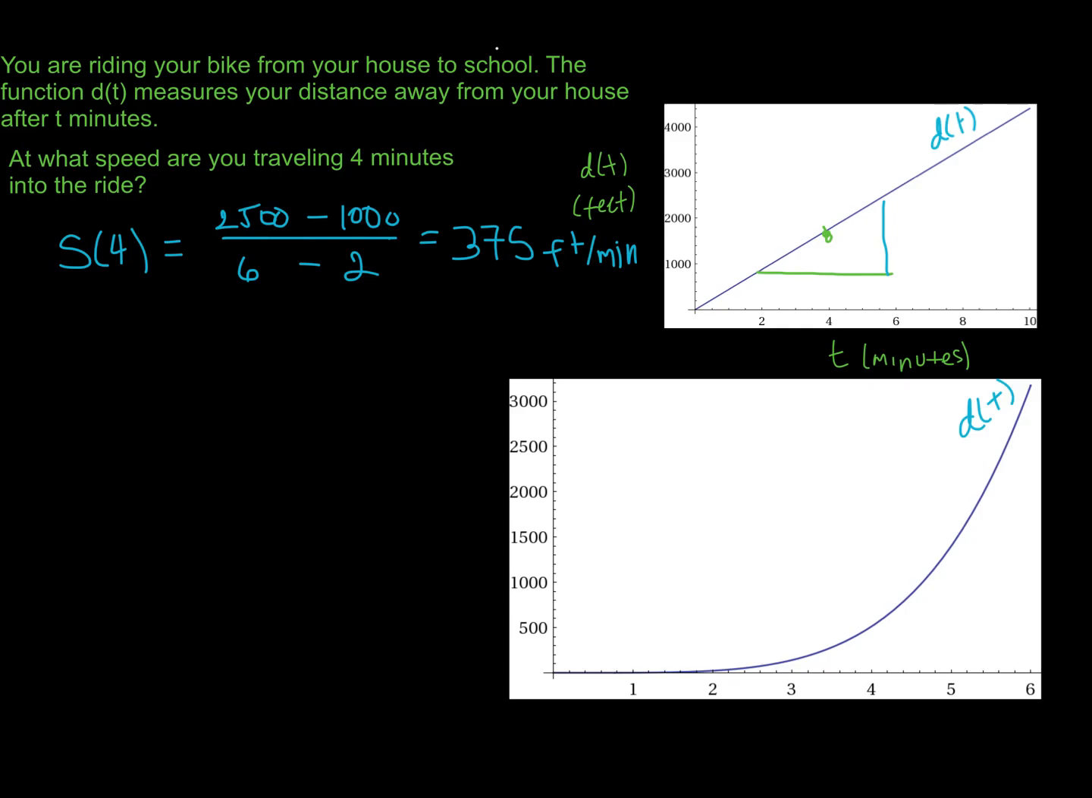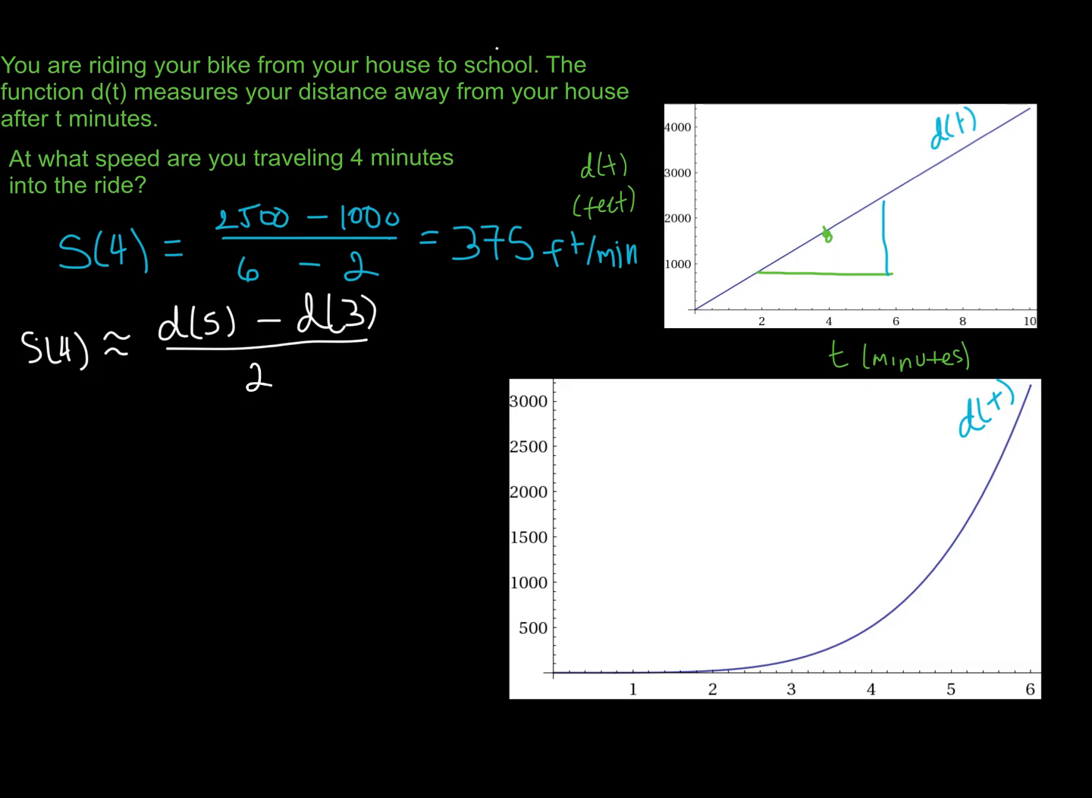So we'll start off with an approximation, S of 4, and we'll say it's approximately the average rate of change between minute 5 and minute 3. That would be d of 5 minus d of 3 divided by how far did you travel? Well, you traveled 1 unit here and 1 unit here, so that's 2.